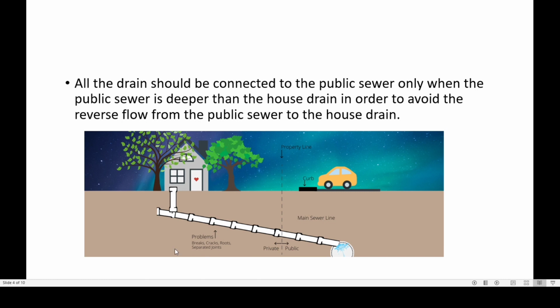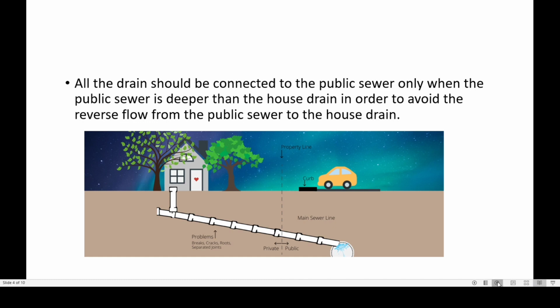Assuming this was in the reverse direction, there will be a possibility of waste flowing back towards the house drain instead of the public sewer line.